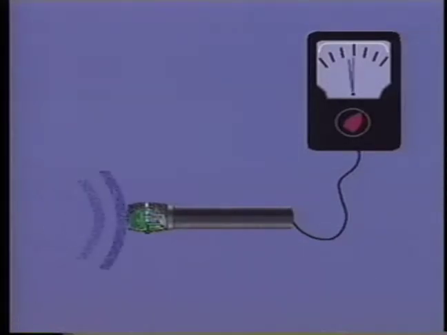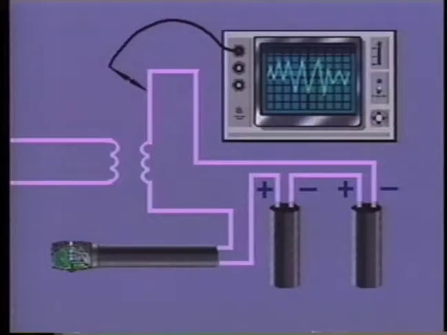Carbon particles have a unique property. When they are compressed, their resistance to electricity decreases. When pressure is released, their resistance to electricity increases. As you can see, when sound waves hit the microphone, there are changes in resistance to electricity.